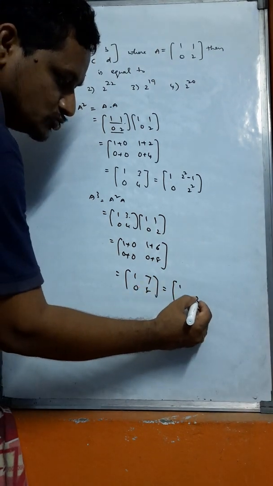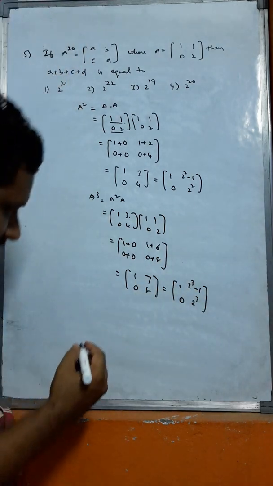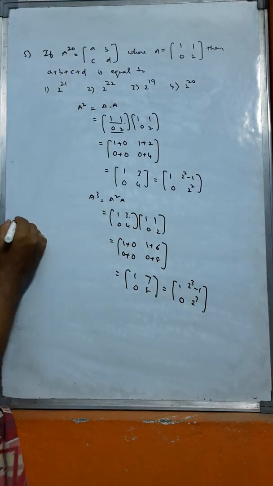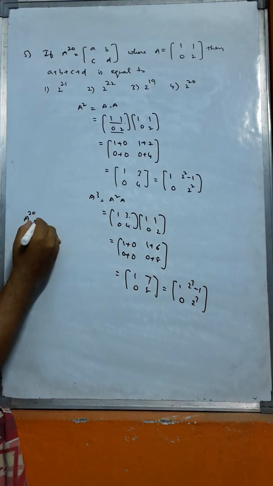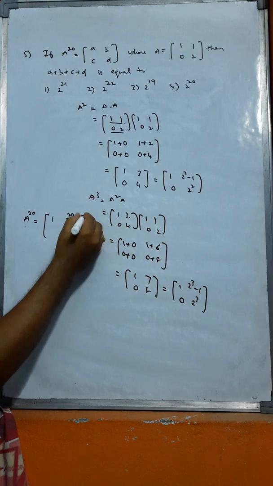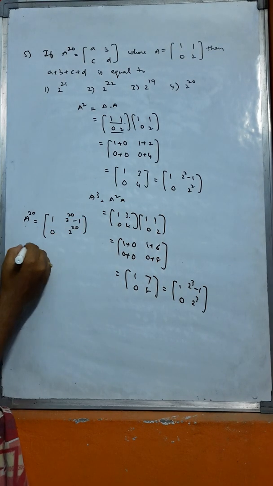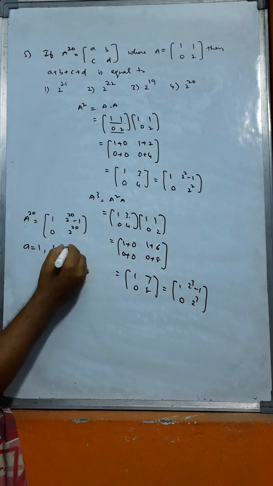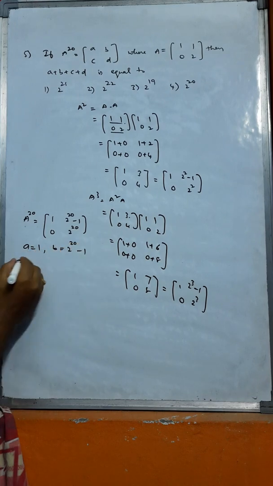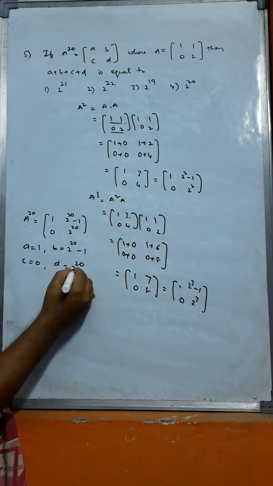Here we can write it as 2 cube, and this we can write as 2 cube minus 1. So from this we can write A power 20 as 1, 2 power 20 minus 1, and 0, 2 power 20. So from this a is equal to 1, b is equal to 2 power 20 minus 1, c is equal to 0, d is equal to 2 power 20.